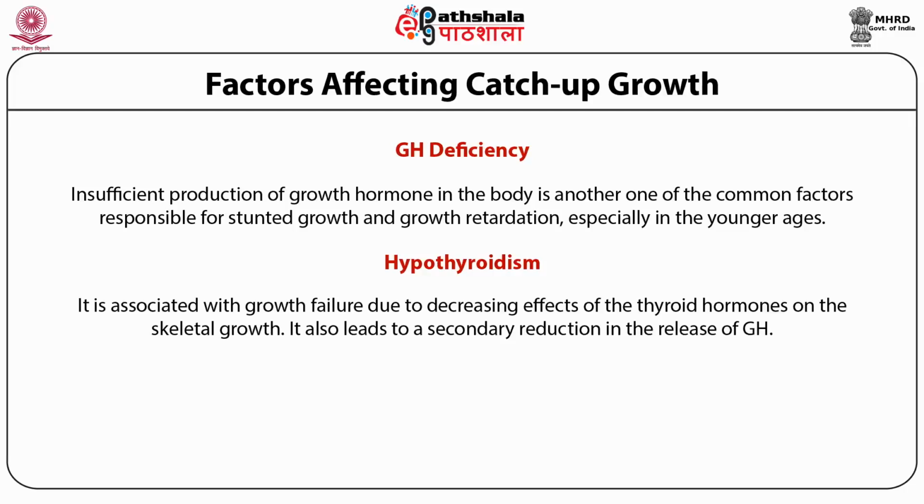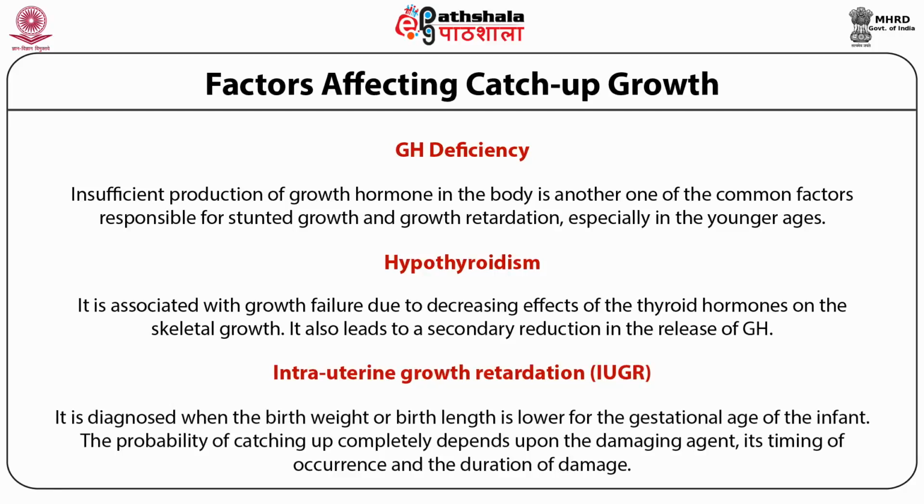We discuss the last factor that affects catch-up growth. It is intrauterine growth retardation. It is diagnosed when the birth weight or birth length is lower for the gestational age of the infant. A major proportion of children with intrauterine growth retardation tend to attain catch-up growth in the first 2 years of their life. However, 20 to 30% of children affected by intrauterine growth retardation, or IUGR, are not able to catch up at all and remain underdeveloped. The probability of catching up completely depends upon the damaging agent, its timing of occurrence, and duration of damage.